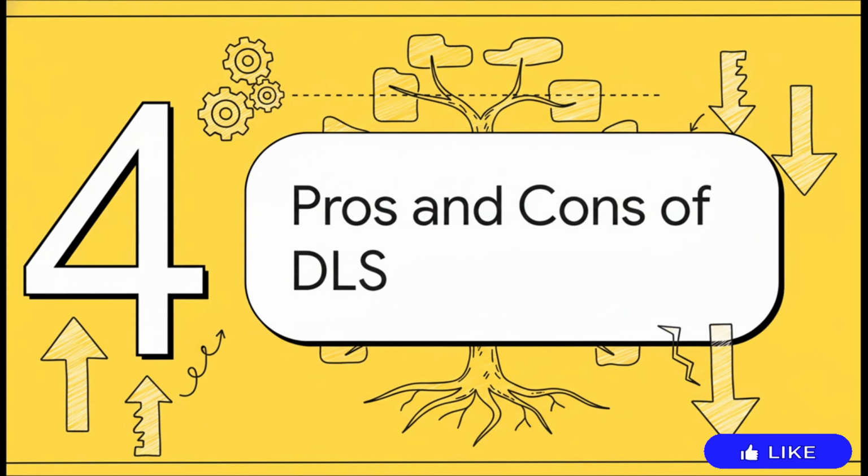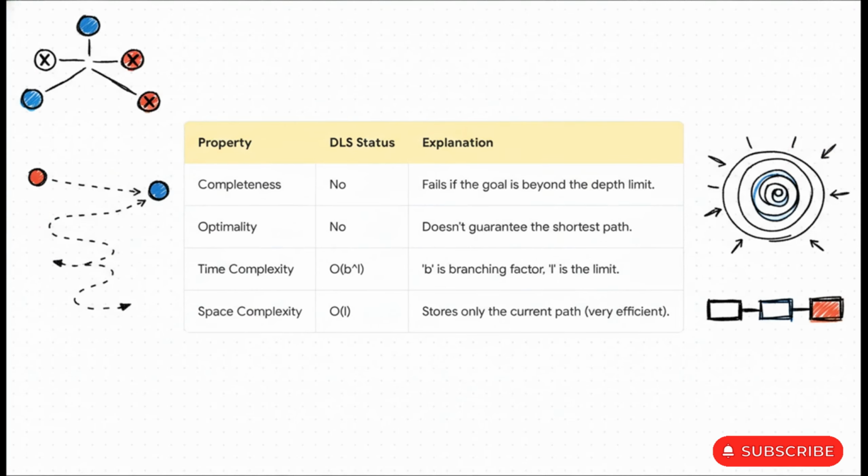So it worked great in our little example. But every algorithm has its trade-offs. Nothing's perfect. Let's break down the good and the bad when it comes to using depth-limited search. Okay, let's look at the stats. First, is it complete? Meaning, is it guaranteed to find a solution if one exists? Well, no. If our goal was at depth 4, our limit of 3 means we would have missed it completely. Is it optimal? Does it find the best path? Nope. It just finds the first one that fits within the limit, not necessarily the shortest.